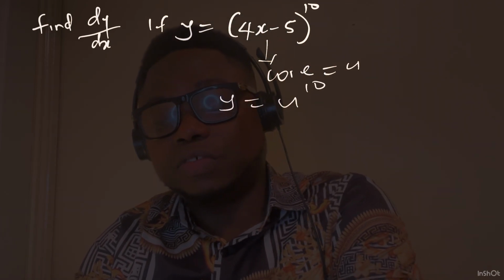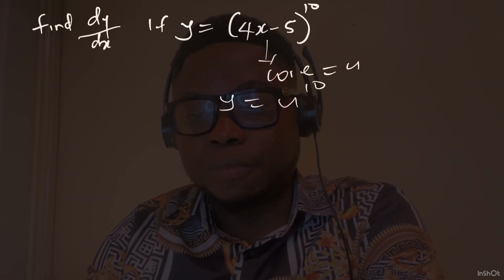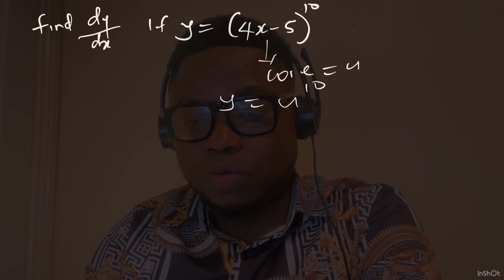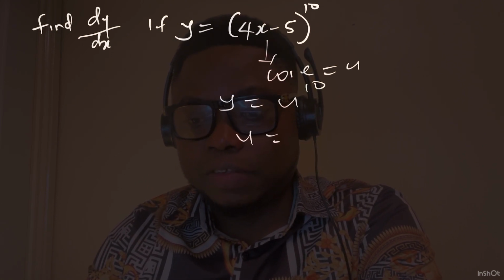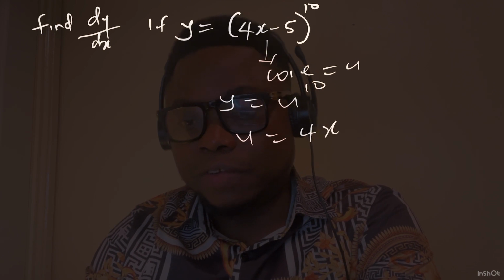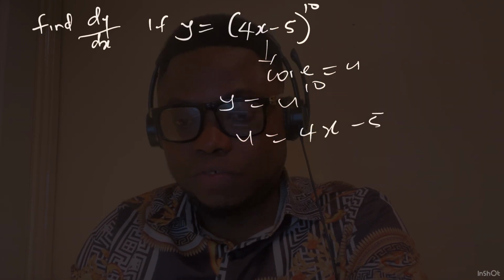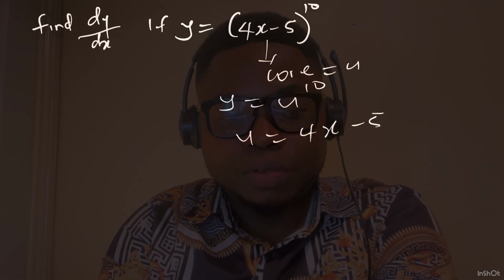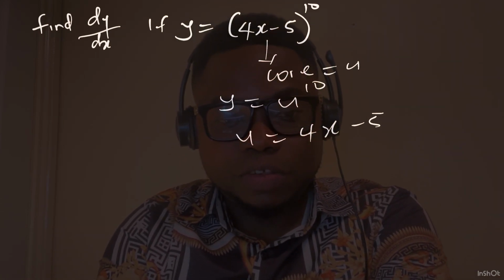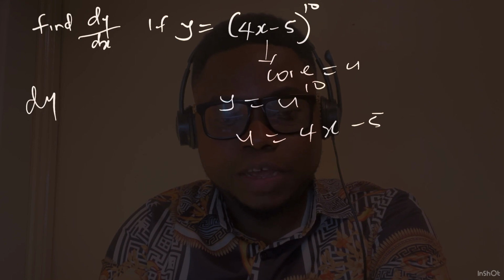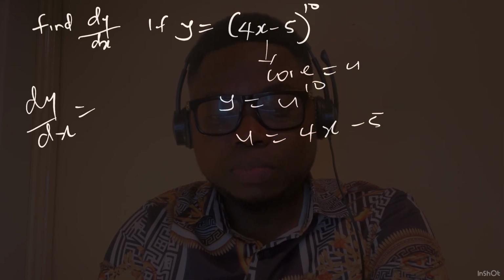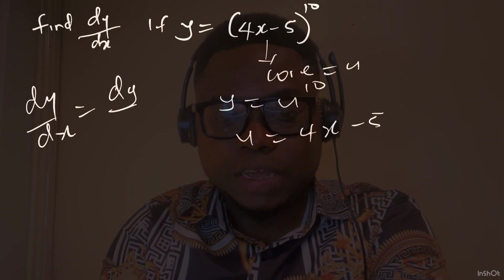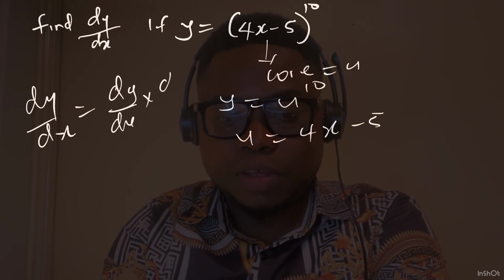This is the first thing to do. And secondly, I'm going to write u is equal to 4x minus 5. So these are the two things to do first. Now, in this case, there's a formula known as the chain rule, which is dy over dx is equal to dy over du times du over dx.